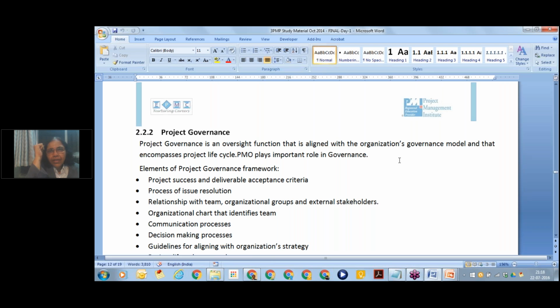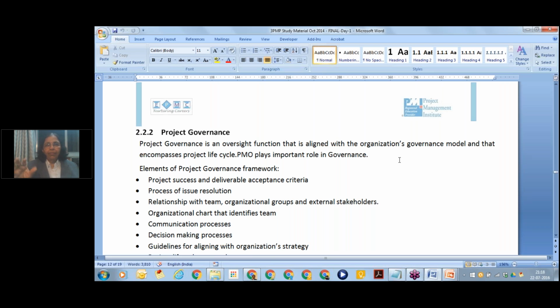Project governance is usually looked after by the PMO, Project Management Office. What is project governance? They decide how to manage a project successfully. What templates should be used? What should be the success criteria? They define the success criteria for the project.